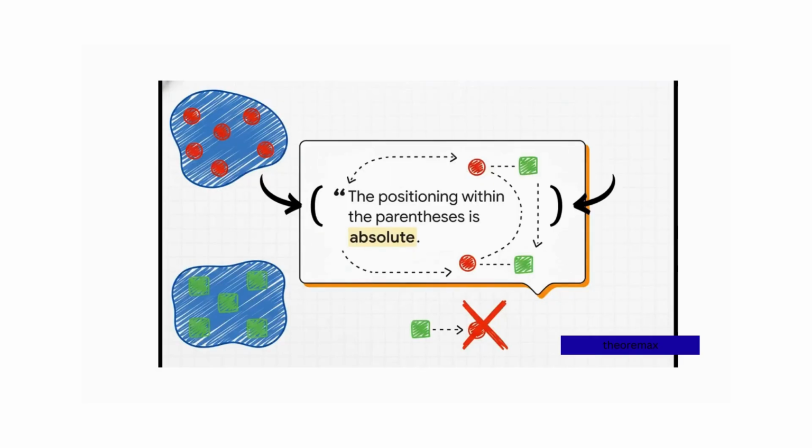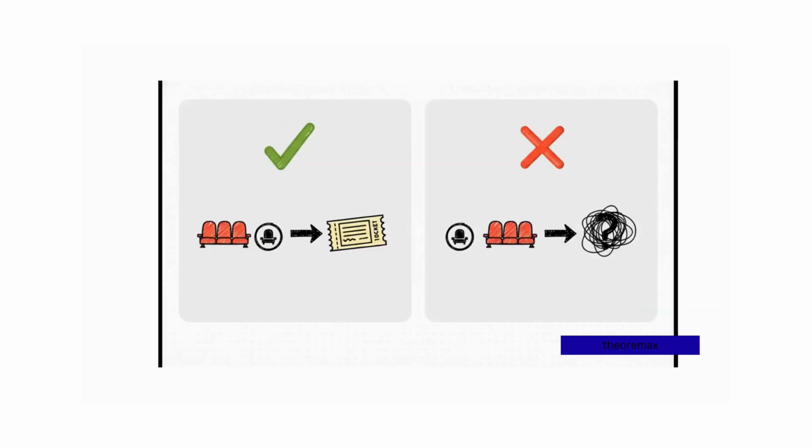When we write that pair A comma B, that first spot is reserved exclusively for something from the first set, and the second spot is reserved for something from the second set. That positioning is absolute. You can't just flip them around. And this right here shows you exactly why. A cross B gives us a pair like A1. Okay, cool. Row A, seat 1.